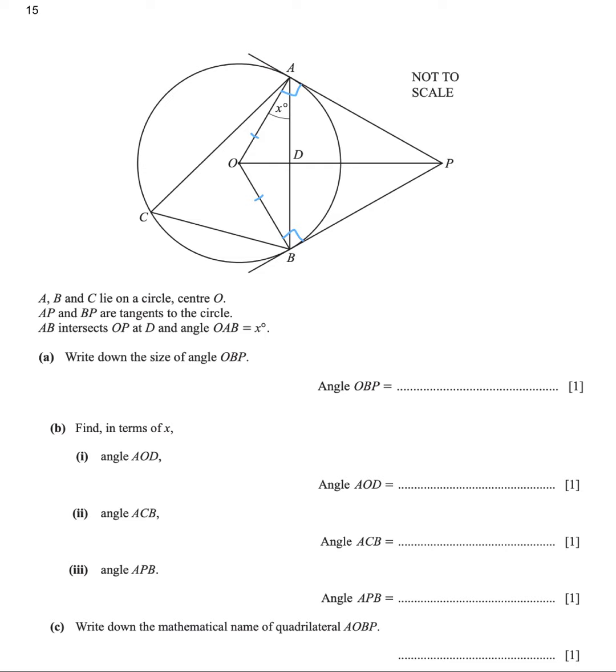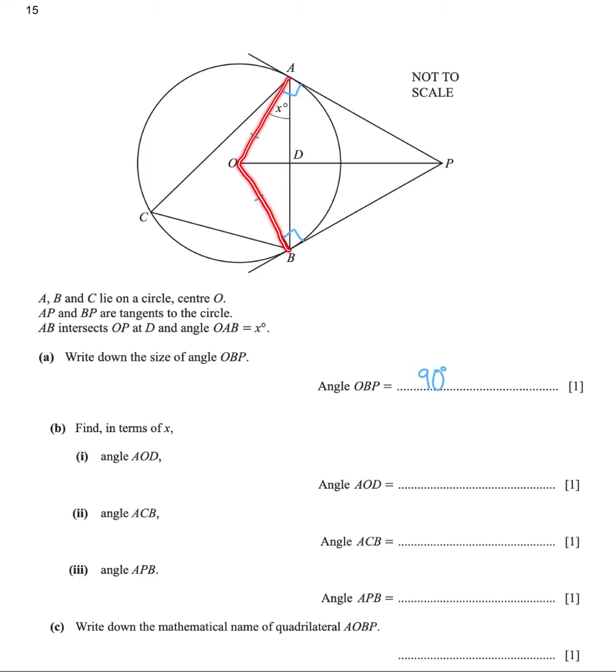So the first one is to write down the size of angle OBP. So O to B to P is this angle here, which I've just said is 90 degrees. It's where a radius meets a tangent. And then the next one is angle AOD. So A to O to D. So it's this angle here.